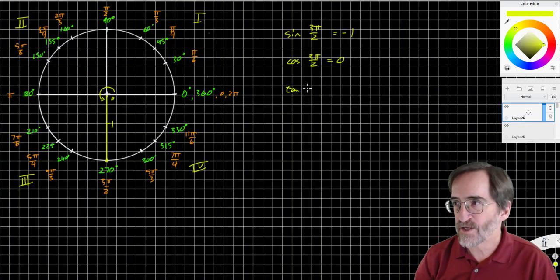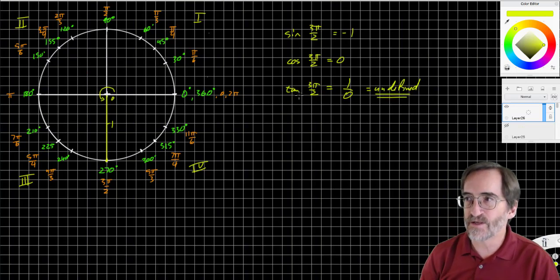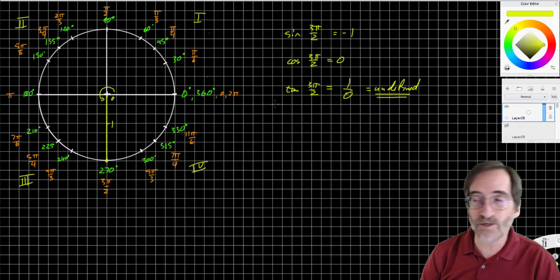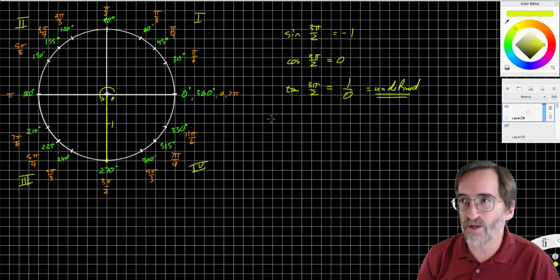Tangent, sine over cosine, is 1 over 0, undefined. And that's very important to recognize, that tangent can be undefined. When we get to graphing it, you're going to find it has some vertical asymptotes.